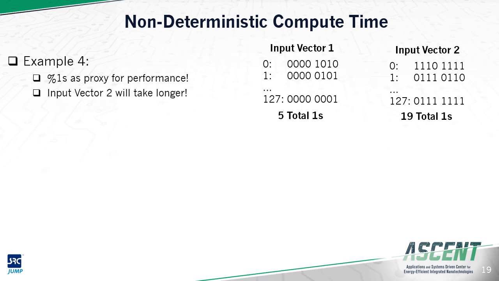On the right-hand side, I provide two examples for how we do this. Of the three input values shown in the two vectors, input vector 1 has 5 ones, and input vector 2 has 19 ones. Thus, we can expect input vector 2 to take longer. Now, this sample is fine, but how about some real data?